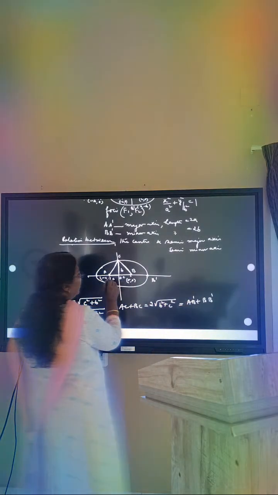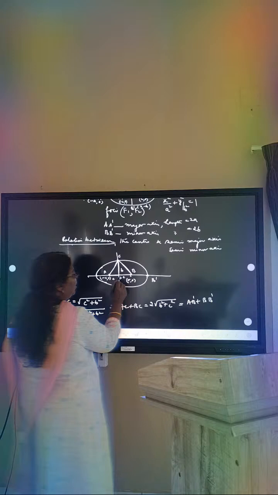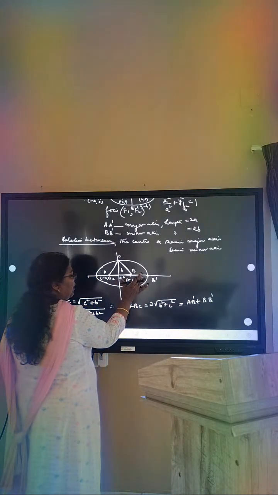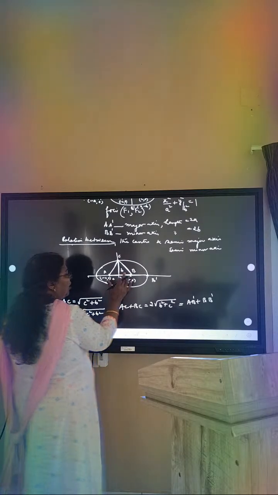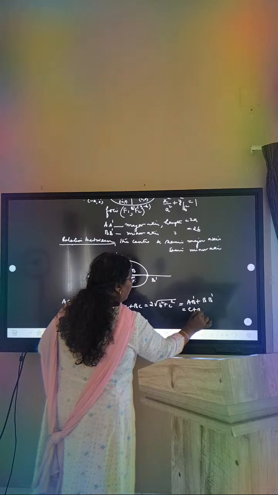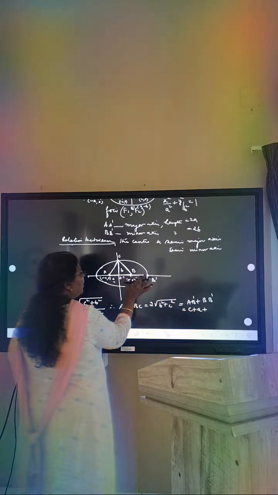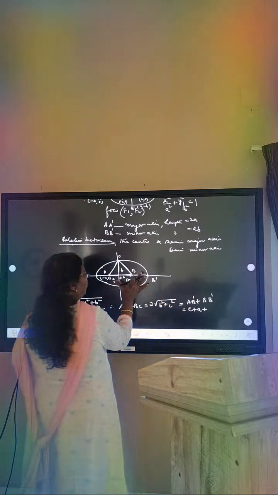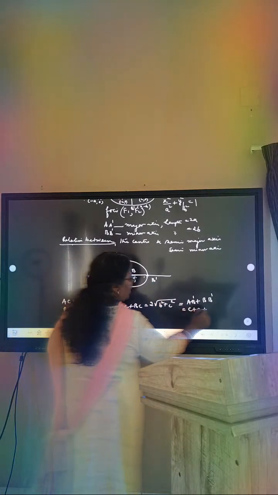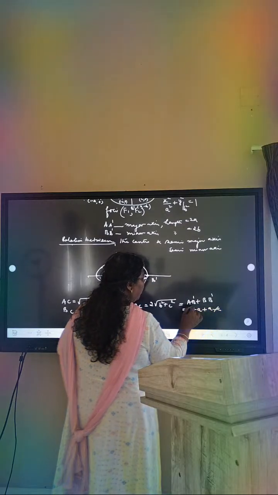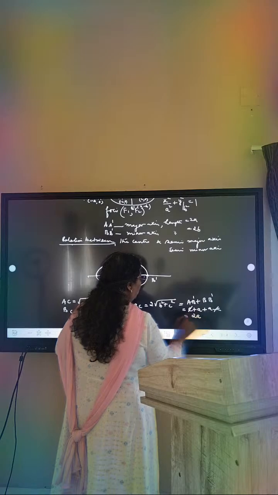But what is your AB dash? AB dash will be equal to, this distance is A, because it is the semi-major axis, and therefore we can write this as C plus A. Then plus BB dash, which can be written as A minus C. And therefore, the minus C and plus C get cancelled, so it becomes 2A.